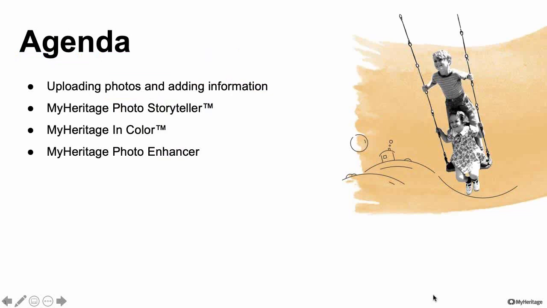After we'll do that, we'll dive into the first feature that I'm actually most excited about, which is the MyHeritage Photo Storyteller. It's actually a brand new feature that we have released today in a gradual exposure. That means that you will all get this feature in the upcoming days. So we'll get to that later on today. The next one will be the MyHeritage in Color, and the last will be MyHeritage Photo Enhancer. So this is our agenda for today, and I'm going to begin with the upload flow.